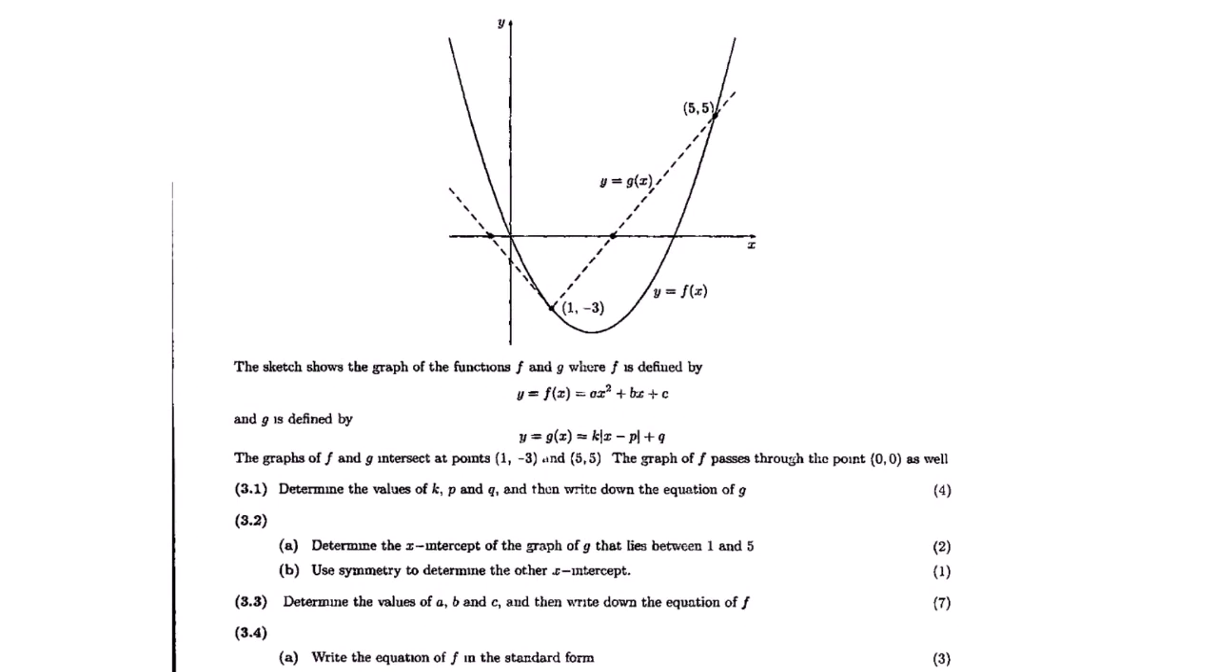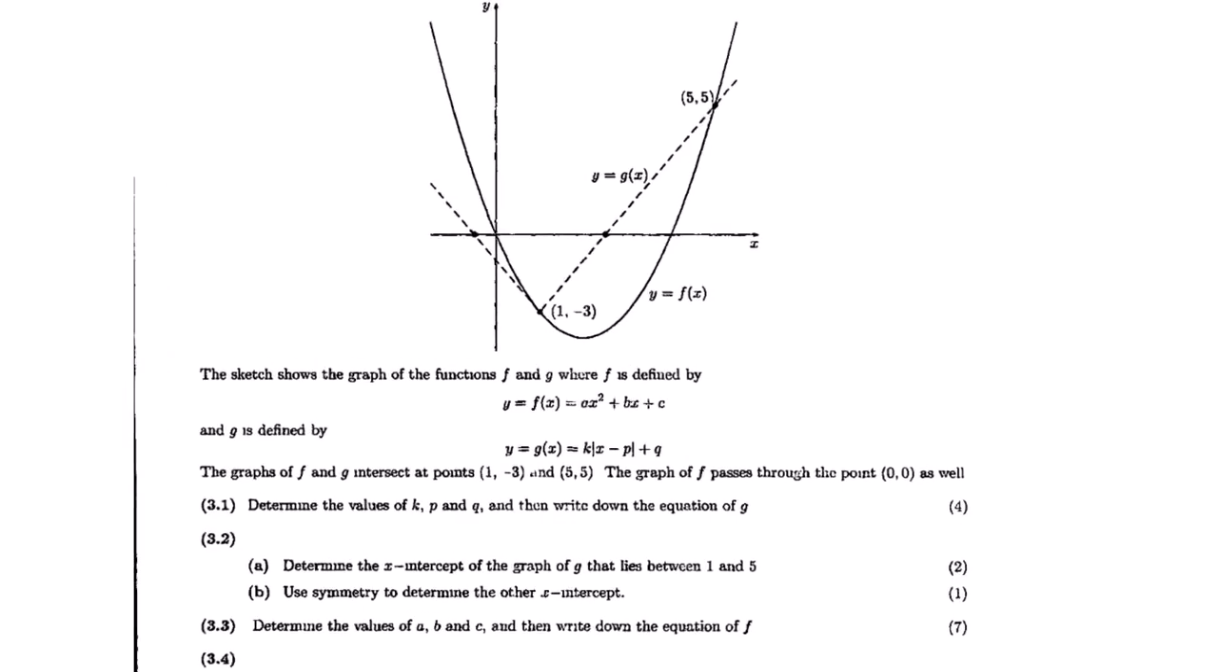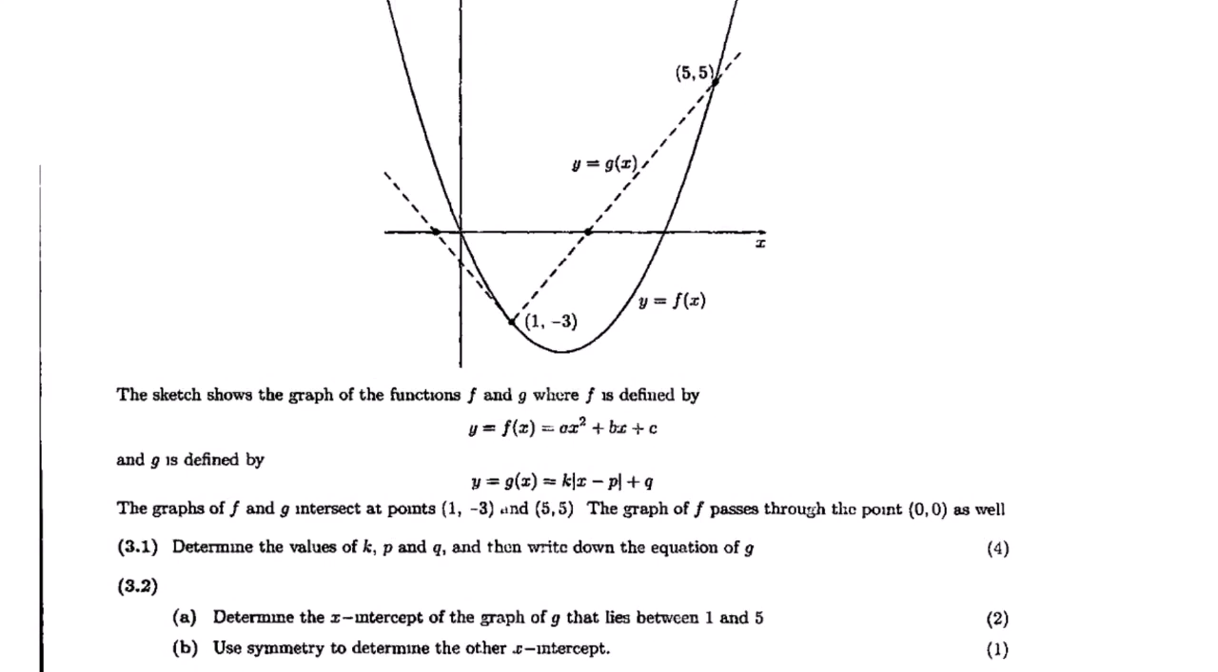Now the scenario is saying the sketch shows the graph of functions f and g, where f is defined by, so we can see that the first graph or function is defined by this equation, and we can also see that this equation is a parabola, and g is defined by, we look at the second one, which is our absolute value function.